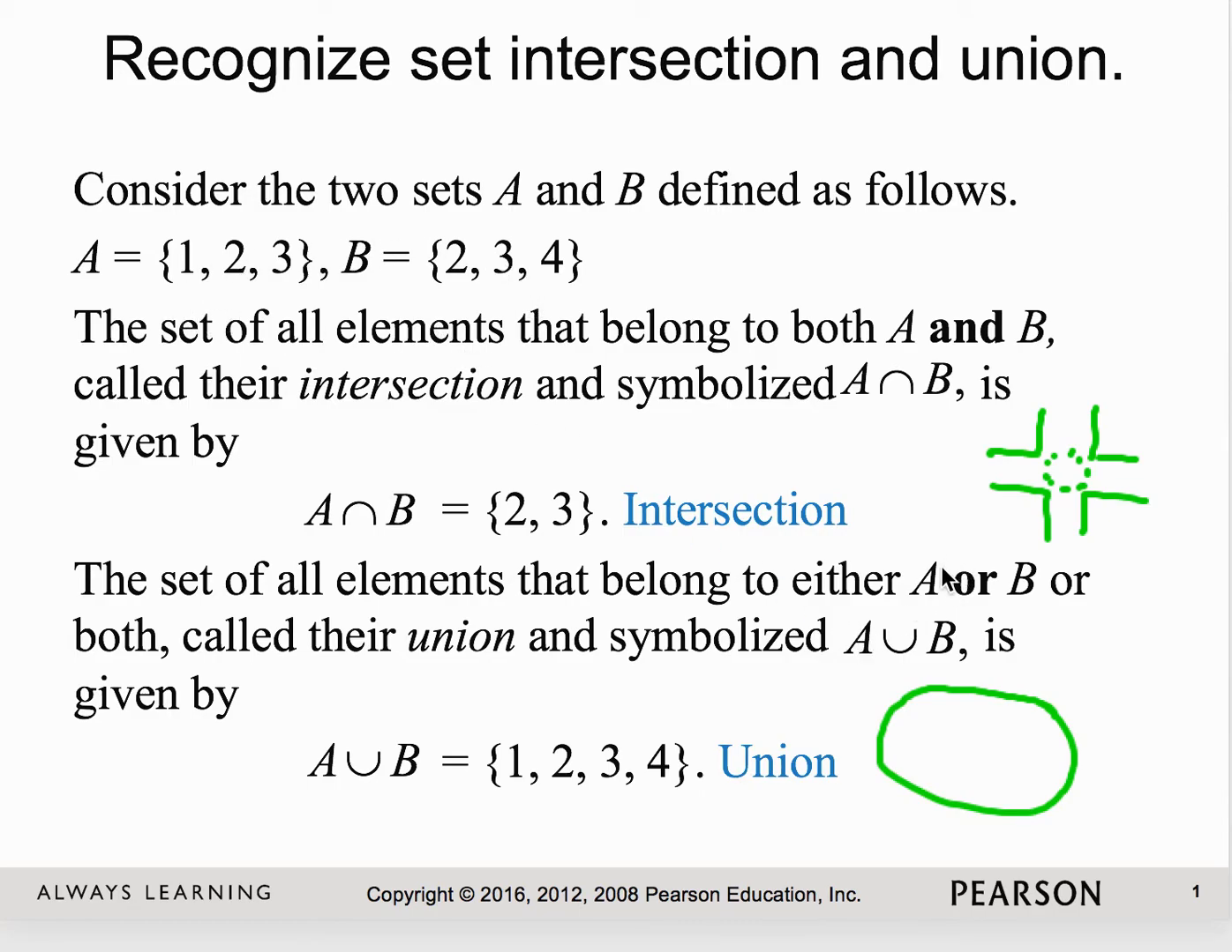But the English word for that is or, because it means, hey, I want the numbers that can be in A or they can be in B. Not and, or. Is 1 in either A or B? Yeah. Is 2 in either A or B? Is 4? Yeah, they're all in A or B. And here's the symbol for union.